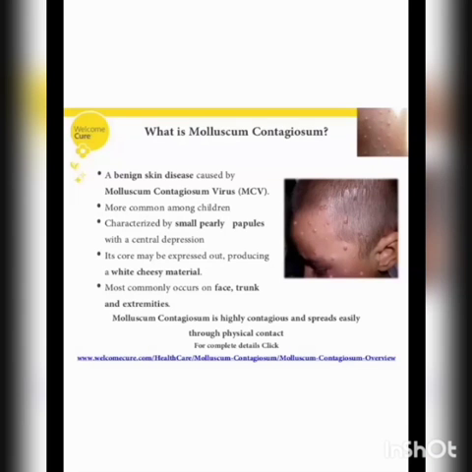We can see the definition of Molluscum contagiosum: a benign skin disease caused by Molluscum contagiosum virus. This virus is otherwise known as the double stranded DNA pox virus. Molluscum contagiosum is a viral skin disease caused by the double stranded DNA pox virus.